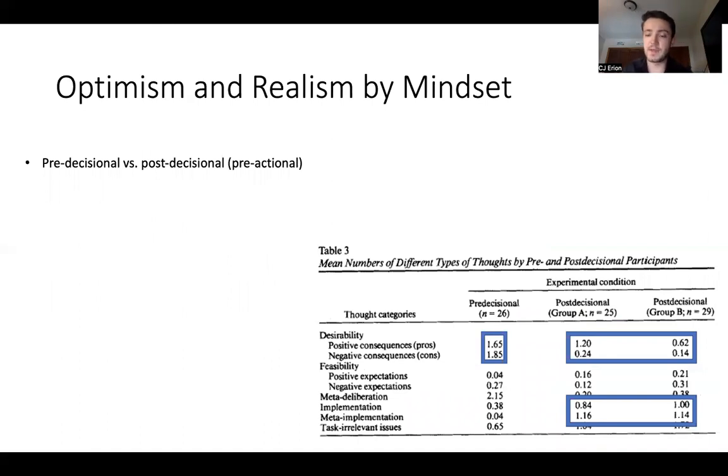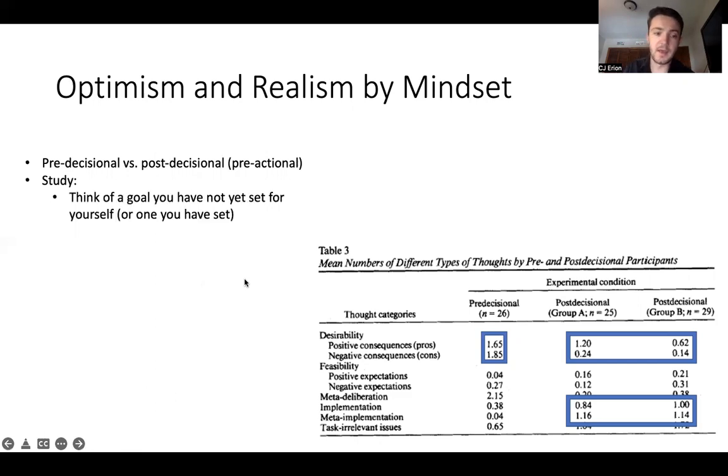Here, the conditions we're looking at are pre-decisional and post-decisional phases. And post-decisional, sorry, is another name for the pre-actional. That's what we've been calling it so far. In this study, they had participants think of a goal you have not yet set for yourself. That would be the pre-decisional, right? Or think of a goal that you have set for yourself. That would be the post-decisional.